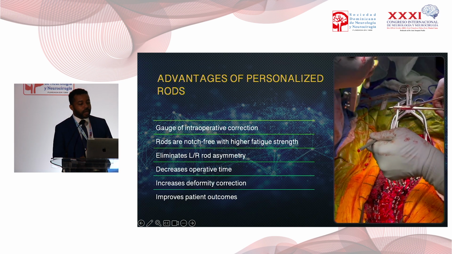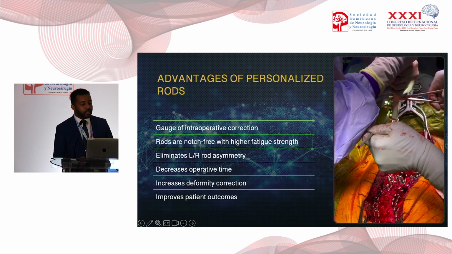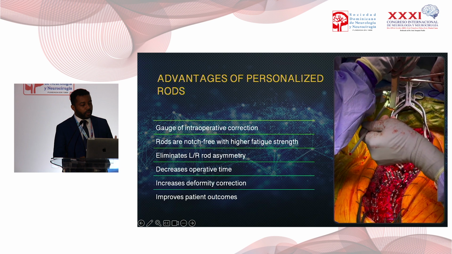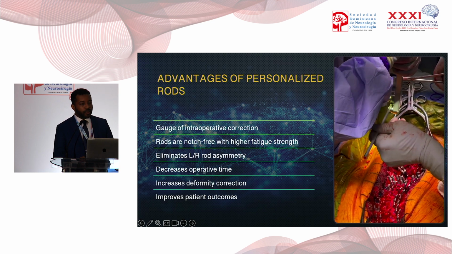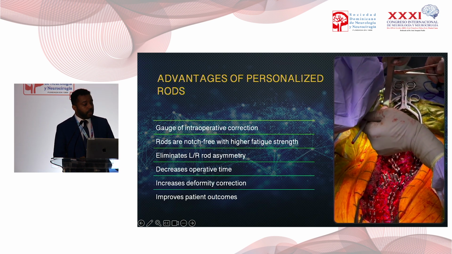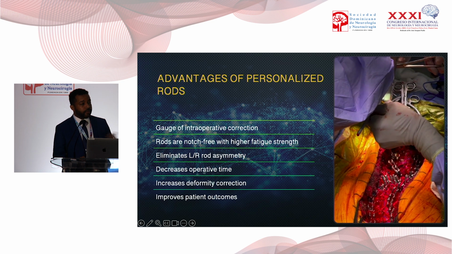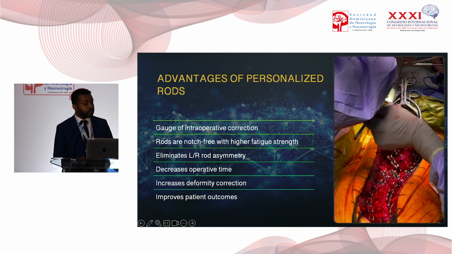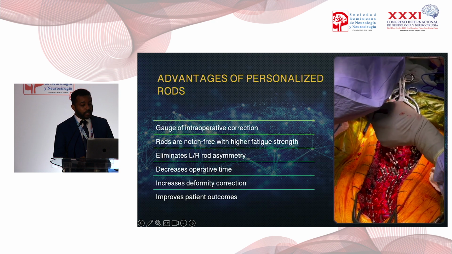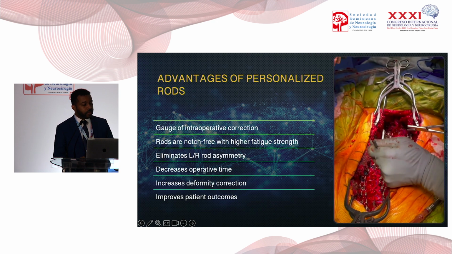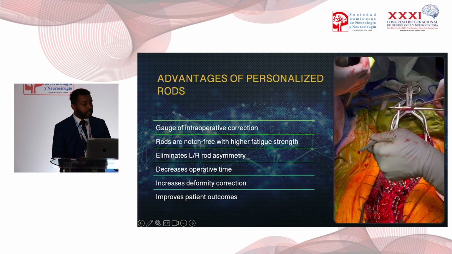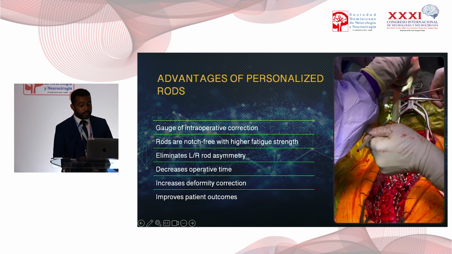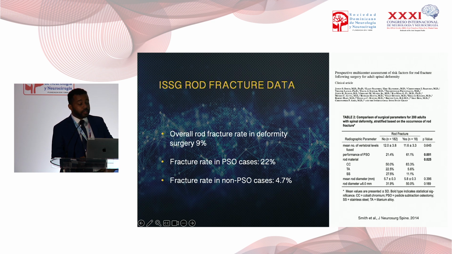The rods are notch-free, so they have a higher fatigue strength. When you bend a rod manually, at every level where you bend it, it creates micro notches which are prone to fracturing. The way these rods get manufactured, they're manufactured in that specific shape, so they don't have the risk of fracture the way bent rods typically do. It obviously eliminates left-right rod asymmetry. It decreases operative time because you're not spending time at the end of the case bending it. It increases deformity correction, and there's a lot of data that says that it improves patient outcomes.